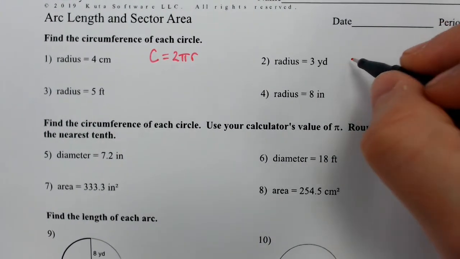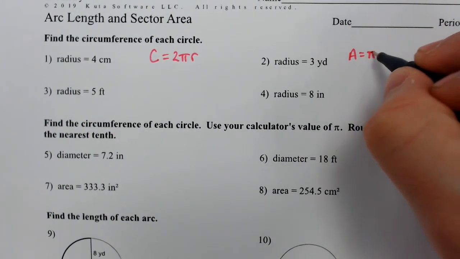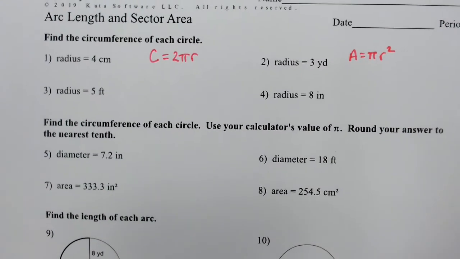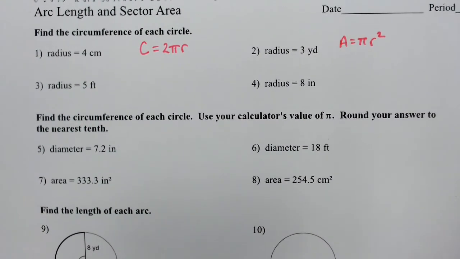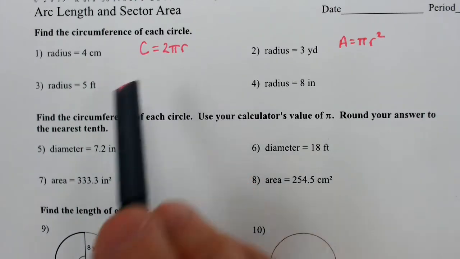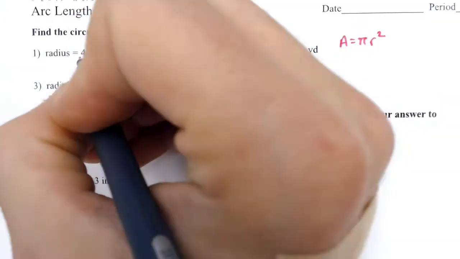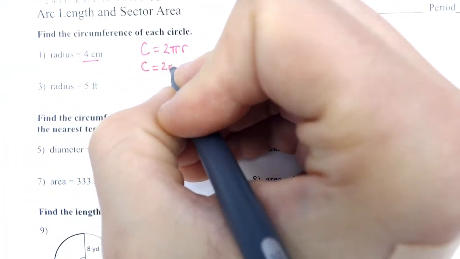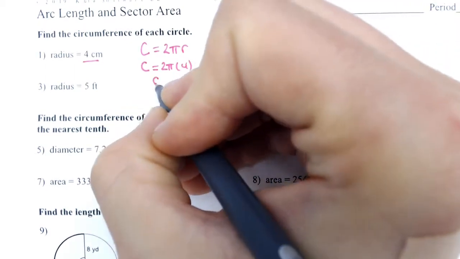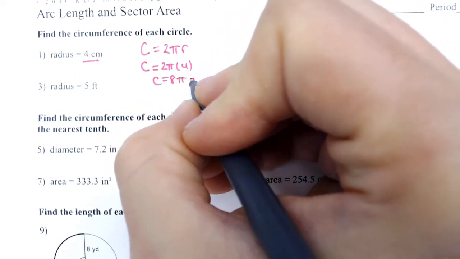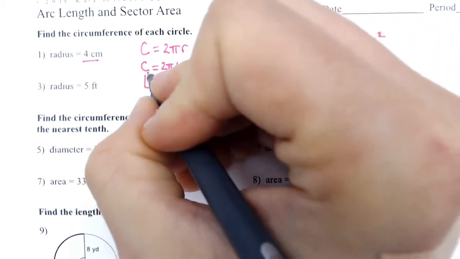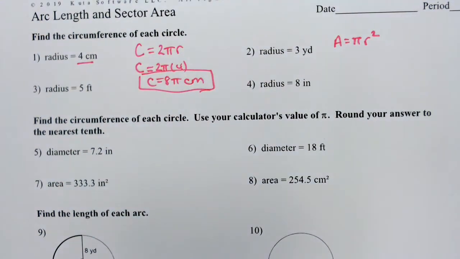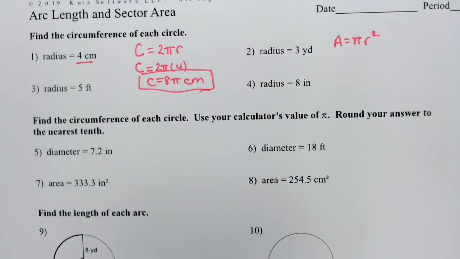Now, just so we have it, our area, on the other hand, is equal to pi r squared. And you need to know those two formulas. Without those two formulas, you can't do this problem. So, we are going to find the circumference of number 1, which, if we know our radius, is just going to be 2 pi times 4, which is 8 pi, technically 8 pi centimeters. And it is as easy as that.